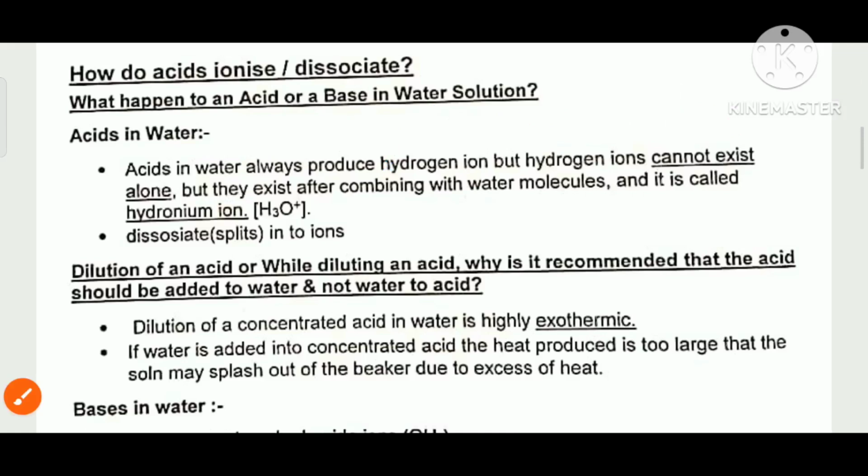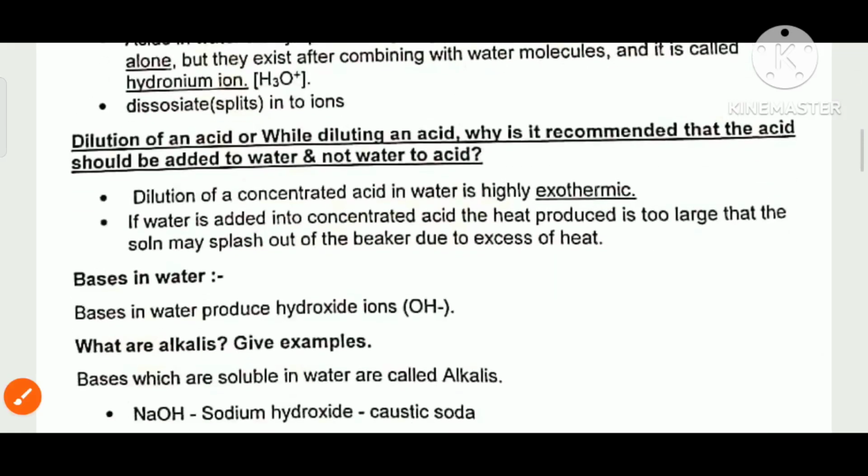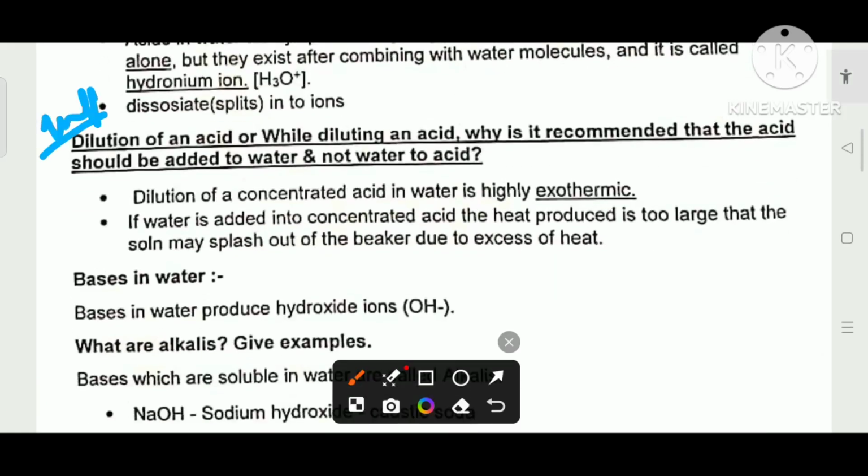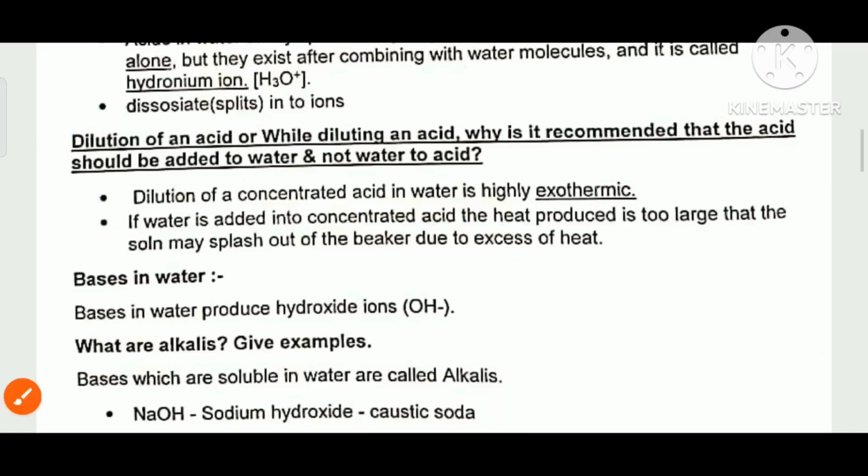Thereafter, one more most important question: dilution of an acid. While diluting an acid, why is it recommended that the acid should be added to water, not water to acid? 2 points are there. Most important question. Dilution of concentrated acid in water is highly exothermic. This point you must write. If water is added into concentrated acid, the heat produced is so large that the solution may splash out of the beaker due to excess heat. So, most important question, go through it as it is. Simple 2 points I have made.